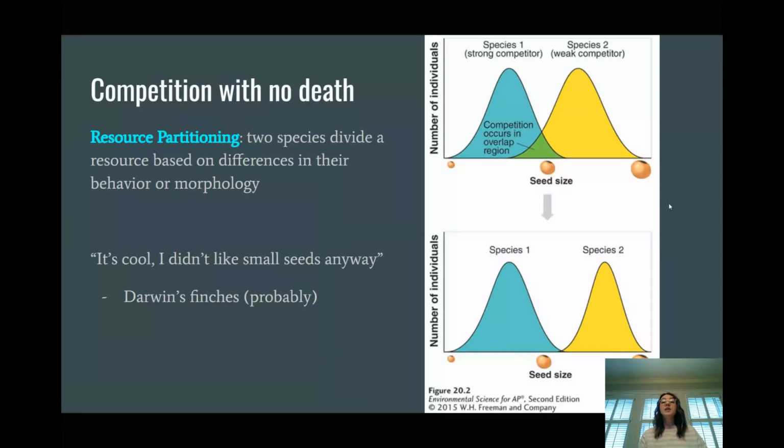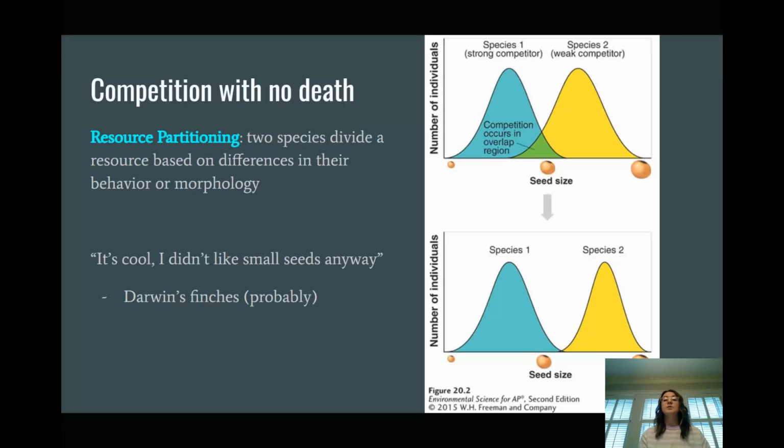We have another type of competition principle where there's no death. We call this resource partitioning. This is when you have 2 species that usually use the same resource, but instead they're going to find a way to divide it, or they themselves are going to evolve.